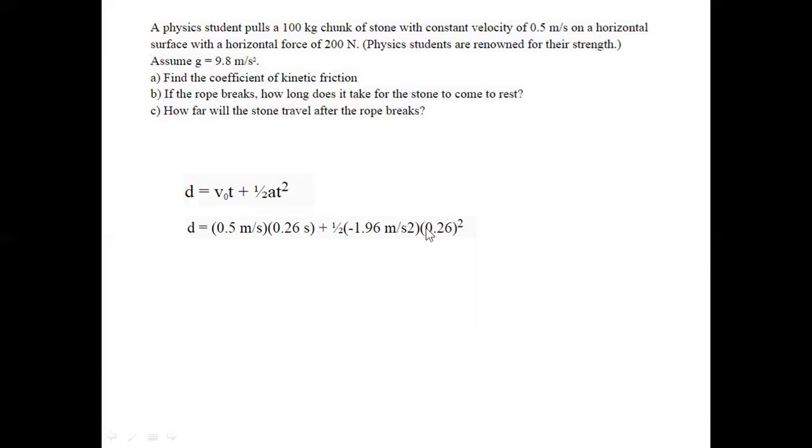So this is squared. This gives us our final value for the distance after the rope breaks at 6 centimeters. So it's really short, okay? At 16 centimeters, the rope breaks. So the student used a rope that is weak.